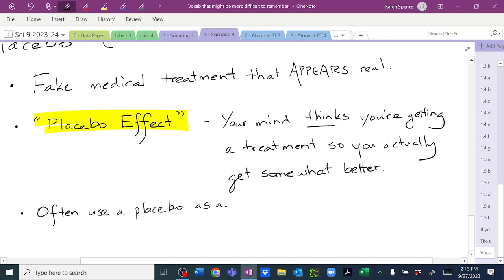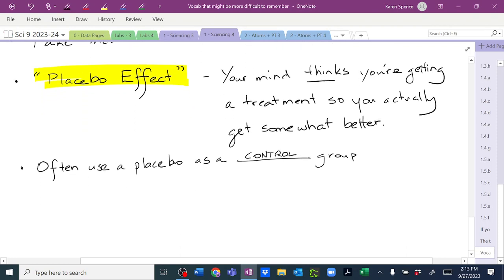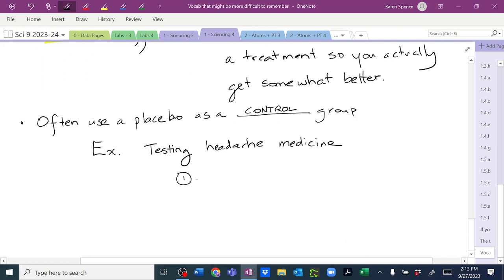What do we call a comparison group? A control group. So, for example, if you were a pharmaceutical company testing a new migraine medication, migraine headaches, I'm just going to put headache medication. You will have the experimental group.